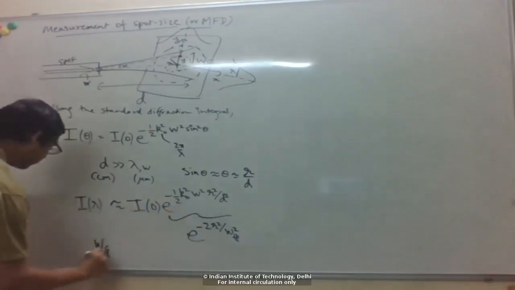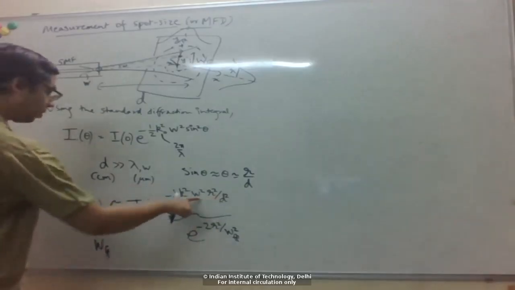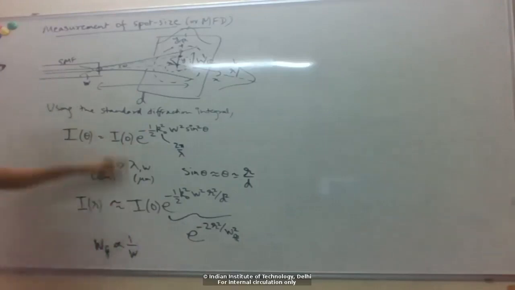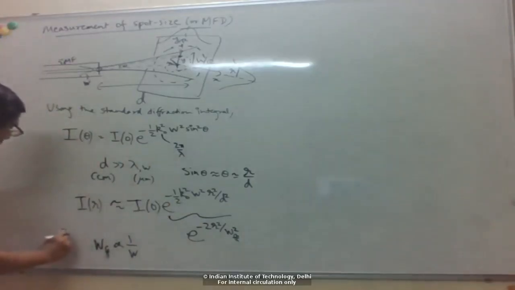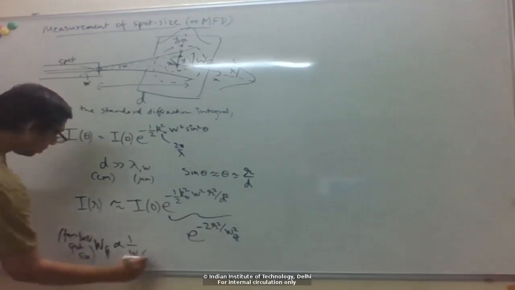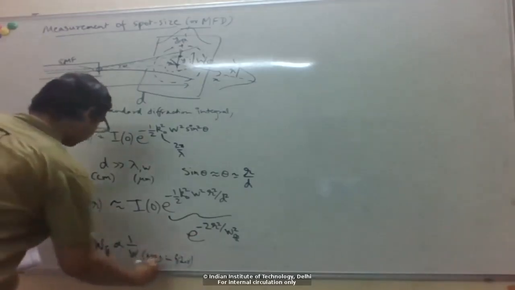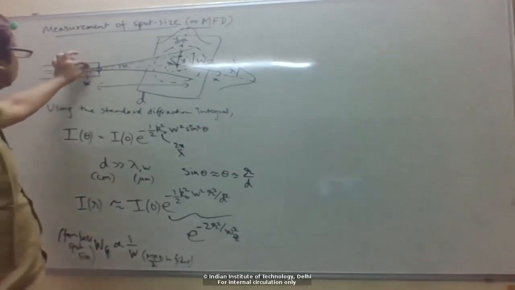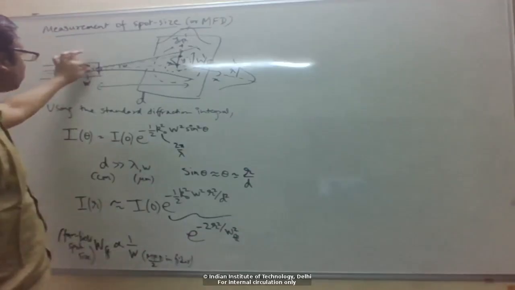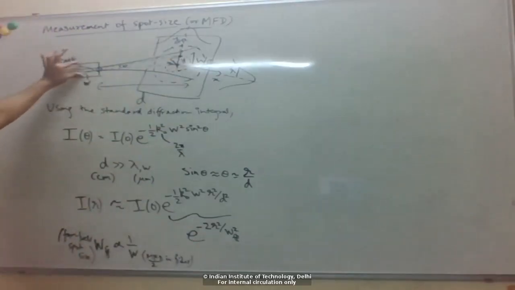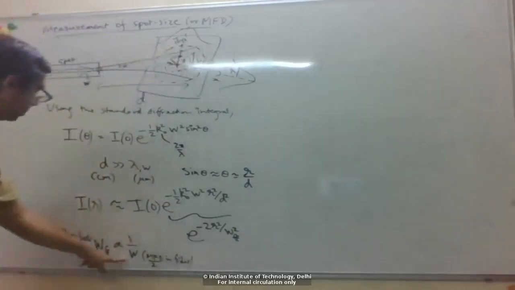So you can see that this far field spot size depends on W, right? So you can see it's inversely proportional to the spot size in the fiber. This is the field diameter of the fiber, half of that. So you can see actually if you have a fiber with a smaller spot size, you'll get a bigger spot in the far field, right? And if you have another fiber which has a larger mode field diameter, then the spot in the far field will be smaller. It's inversely proportional.